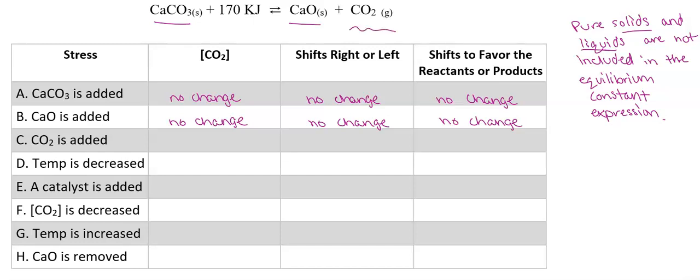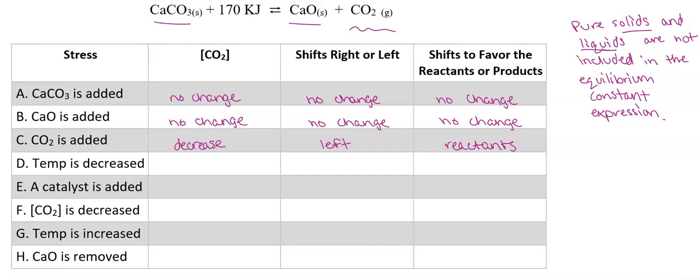And this will be different because that is a gas and that is included in the equilibrium constant expression. So when we add the CO2, we're going to need to decrease the CO2, because we need to make this back into equilibrium. So that means it is going to shift to the left, and that will favor the reactants.